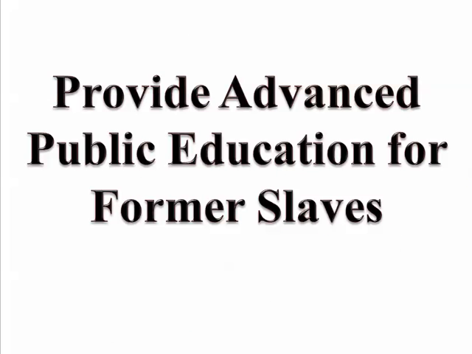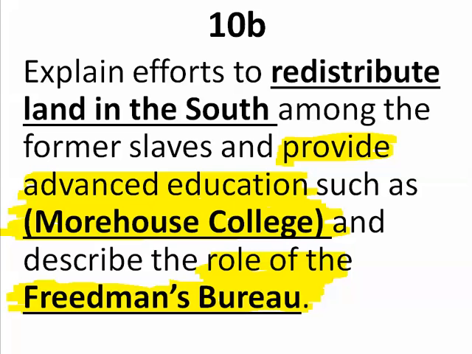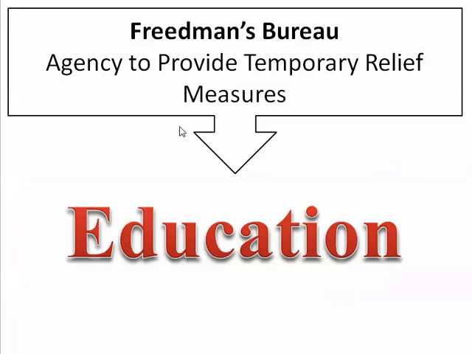Alright, and here's one: provide advanced public education for former slaves. And our standard is to explain how former slaves were provided advanced education. Morehouse College is an example, and then the role of the Freedmen's Bureau in that. So the Freedmen's Bureau was an agency set up to provide temporary relief, and one of those things was education, to provide education for these freedmen.